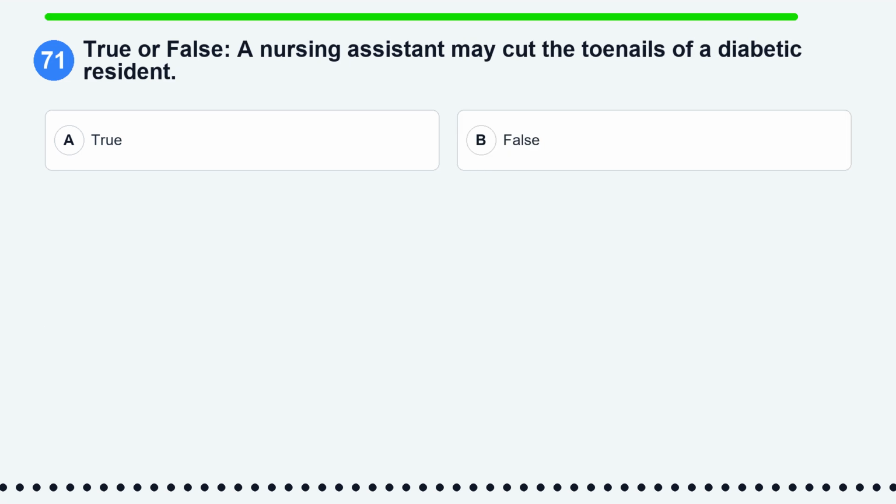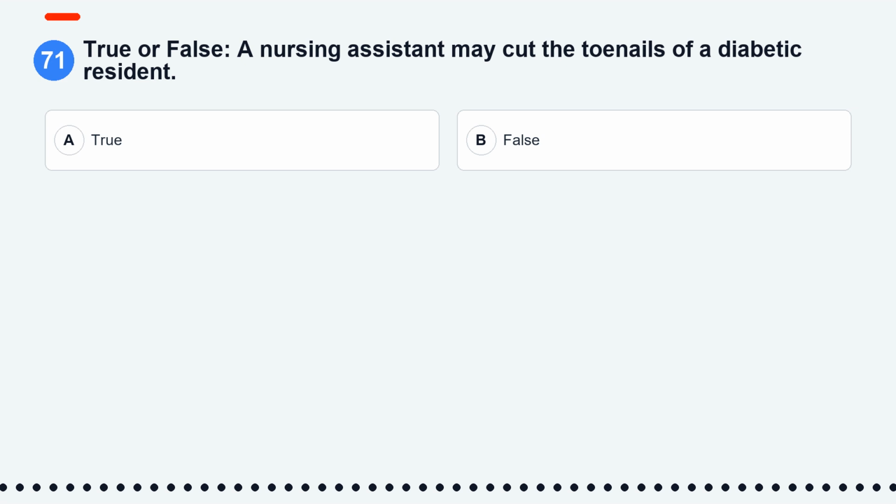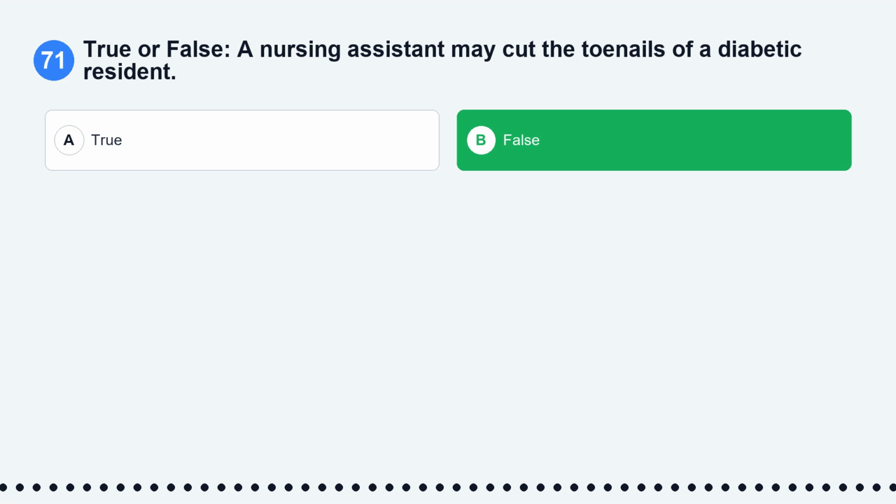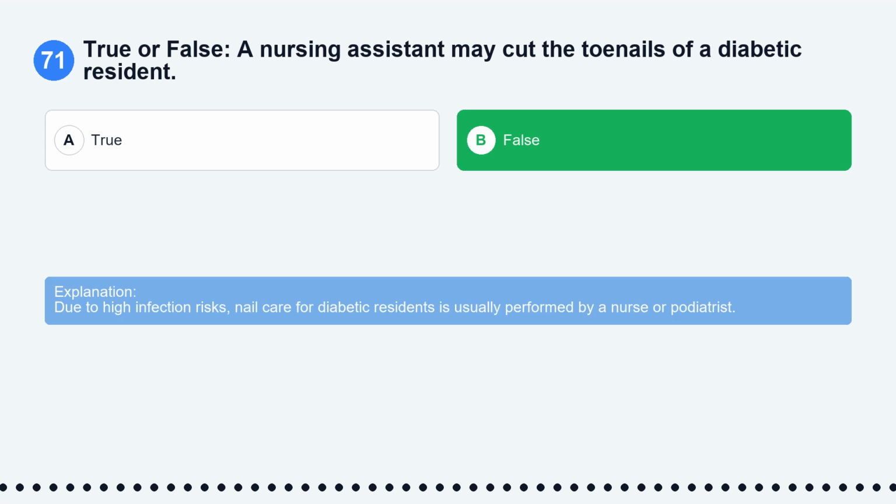Question 71. True or false, a nursing assistant may cut the toenails of a diabetic resident? Option A, true. Option B, false. The correct answer is option B, false. Due to high infection risks, nail care for diabetic residents is usually performed by a nurse or podiatrist.